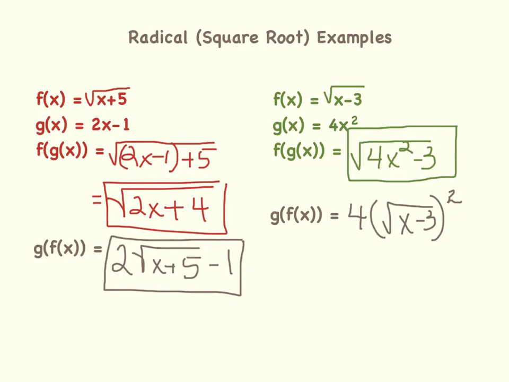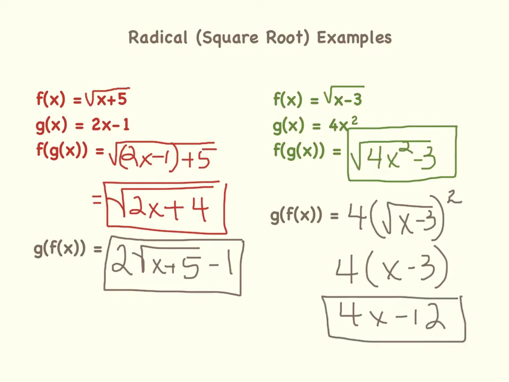So that's going to look like this, 4 times x minus 3. Now we can distribute the 4, and we have 4x minus 12. And that's going to be our answer. G of f of x is equal to 4x minus 12.